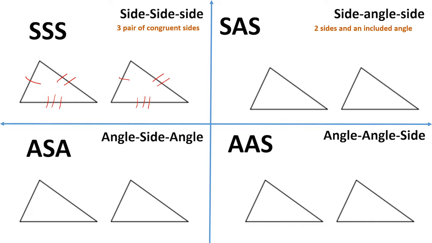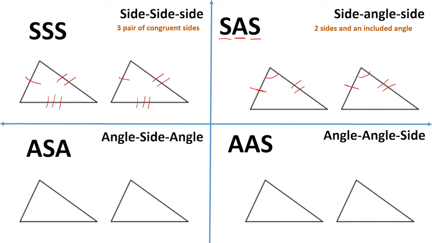Next, we have side, angle, side. That is two sides and an included angle. So we could have a side, so this would be a congruent side, an included angle right here, and then another side. Included angle meaning that the angle has to be in between the two congruent sides.